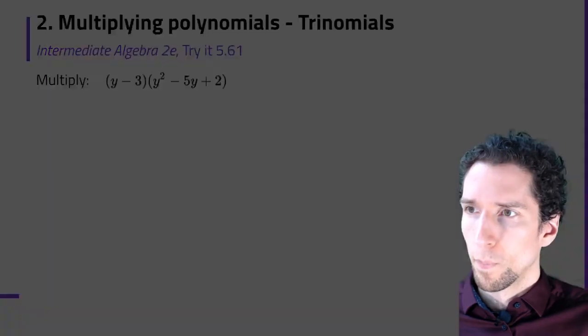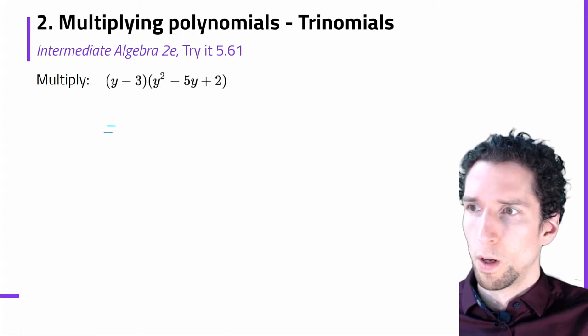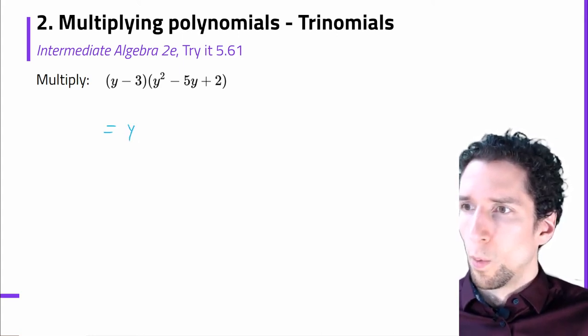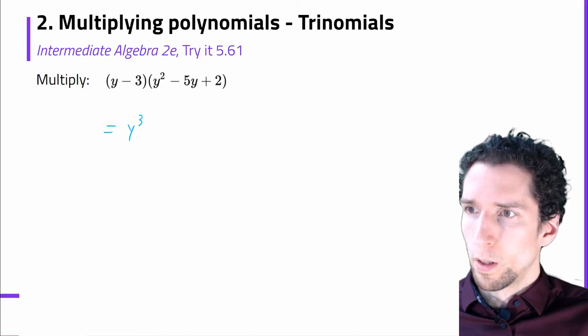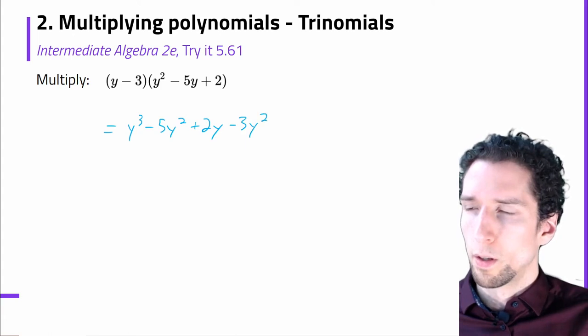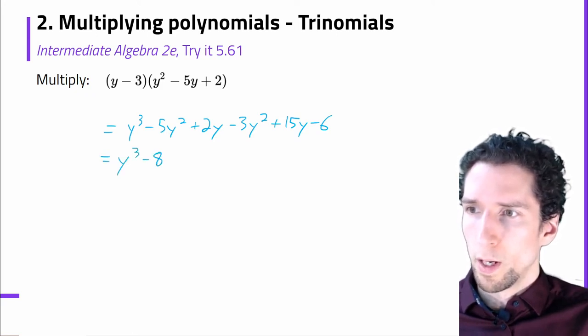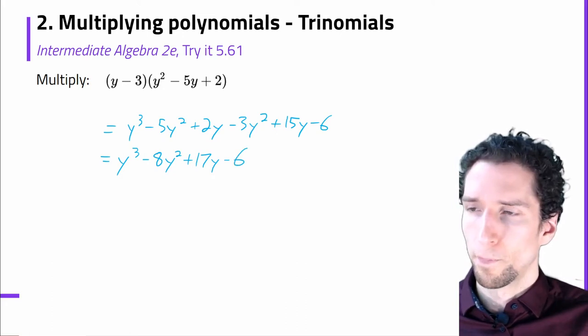Okay, so practice 1 for me first. y cubed and minus 5y squared plus 2y minus 3y squared plus 15y minus 6, y cubed minus 8y squared plus 17y minus 6. Just double check.